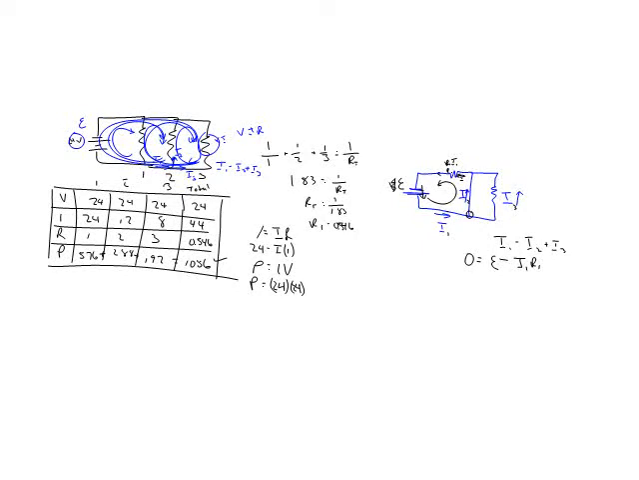Let's do this loop, the outer loop, this way. So since I'm moving this way across E, it's still a positive E. I have this one, it's in the same direction, so that's going to be a negative I3, and let's call this resistor 3, resistor 2, I2. Okay. And then this one, still in the same direction, so negative I1 R1.